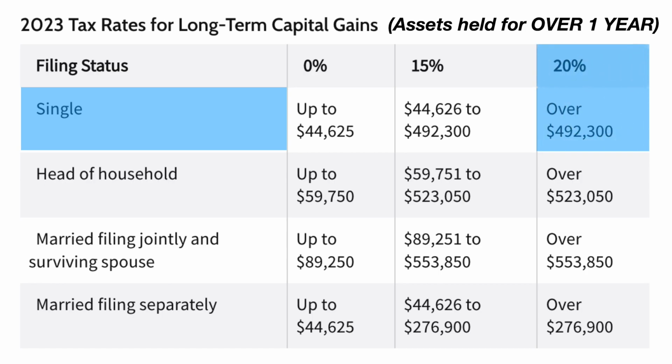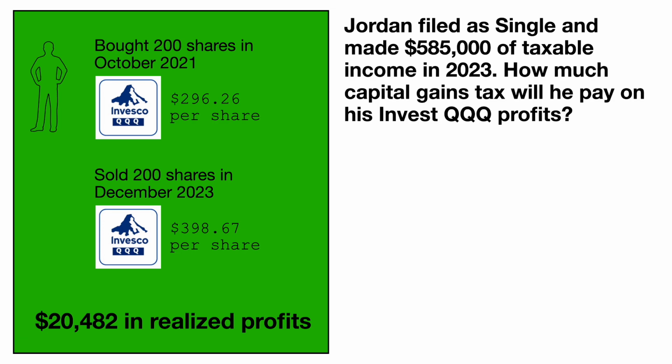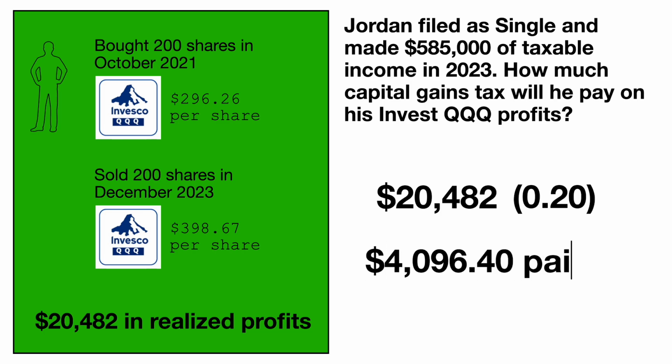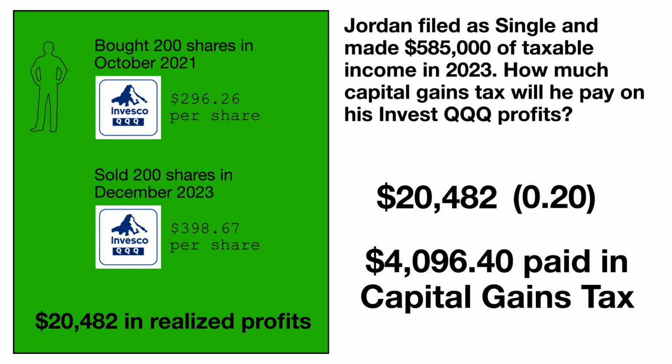So now let's just go back and make that calculation. So again, you're just going to tax the realized profit. So that's going to be $20,482, and then multiply that by the tax rate of 20%. So that means Jordan's going to end up paying $4,096.40 in capital gains tax.